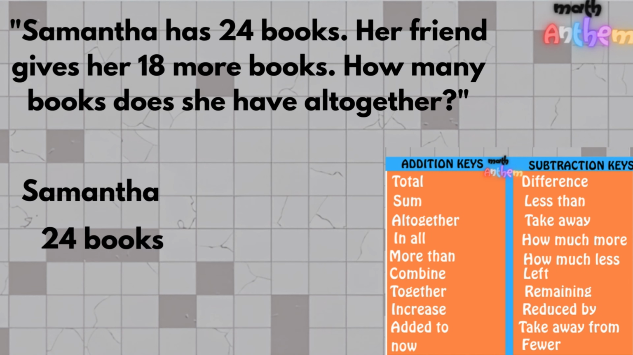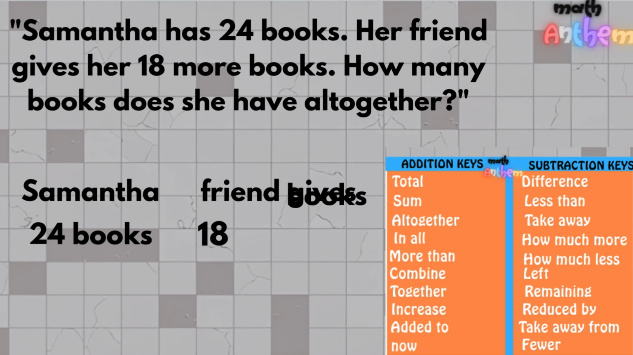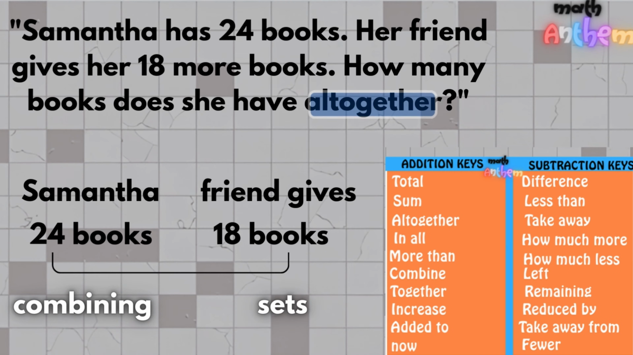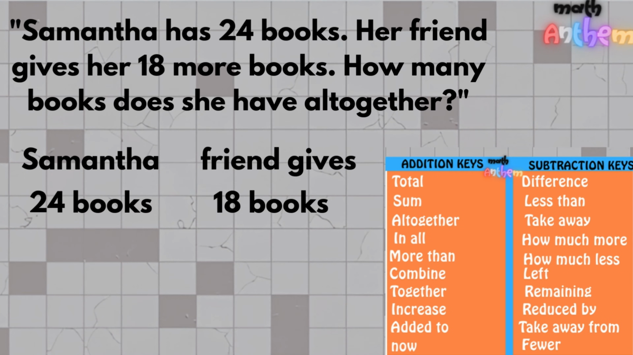Samantha had 24 books originally. Then, someone gives her 18 more books. The keyword altogether in this case is a clear sign that we need to add these amounts together. Why? Because altogether means we're combining both sets of books into one total amount. To solve this, we add the 24 books she had to the 18 new books she received.